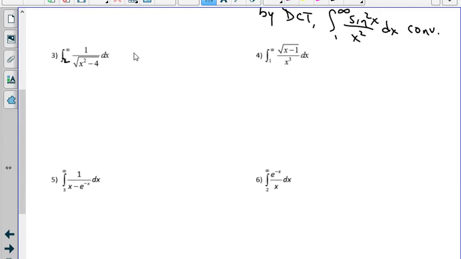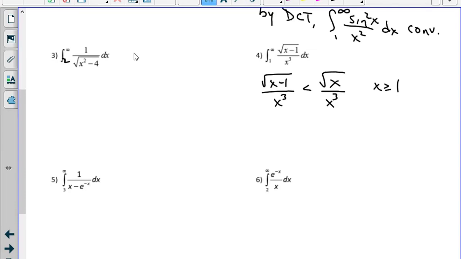Problem 4. So we have root x minus 1 over x cubed, and that's the integral from 1 to infinity. In this case, the first thing I'll do is try the direct comparison test. And so I have root x minus 1 over x cubed is less than root x over x cubed for all x greater than or equal to 1. That just seems like it makes some sense because the denominator should be the same and the numerator on the right would be strictly greater.